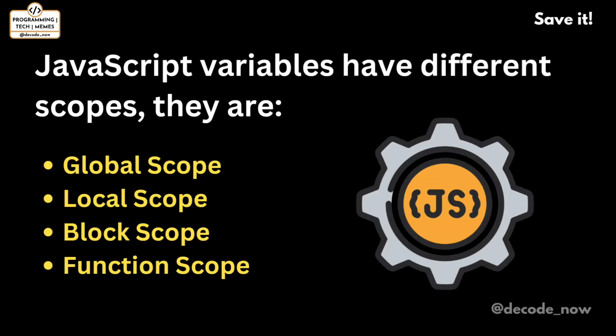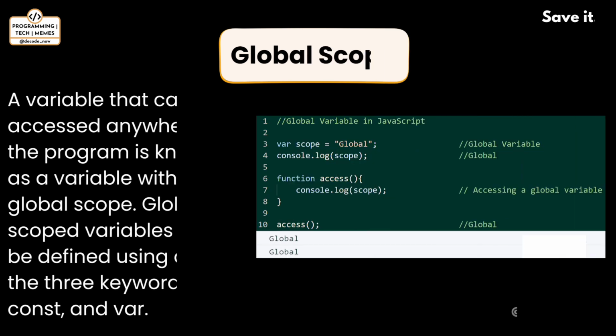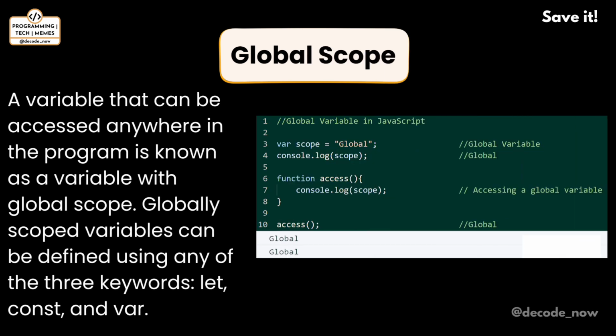JavaScript variables have different scopes. They are global scope, local scope, block scope, function scope. Now, we will discuss one by one. So, first is global scope.